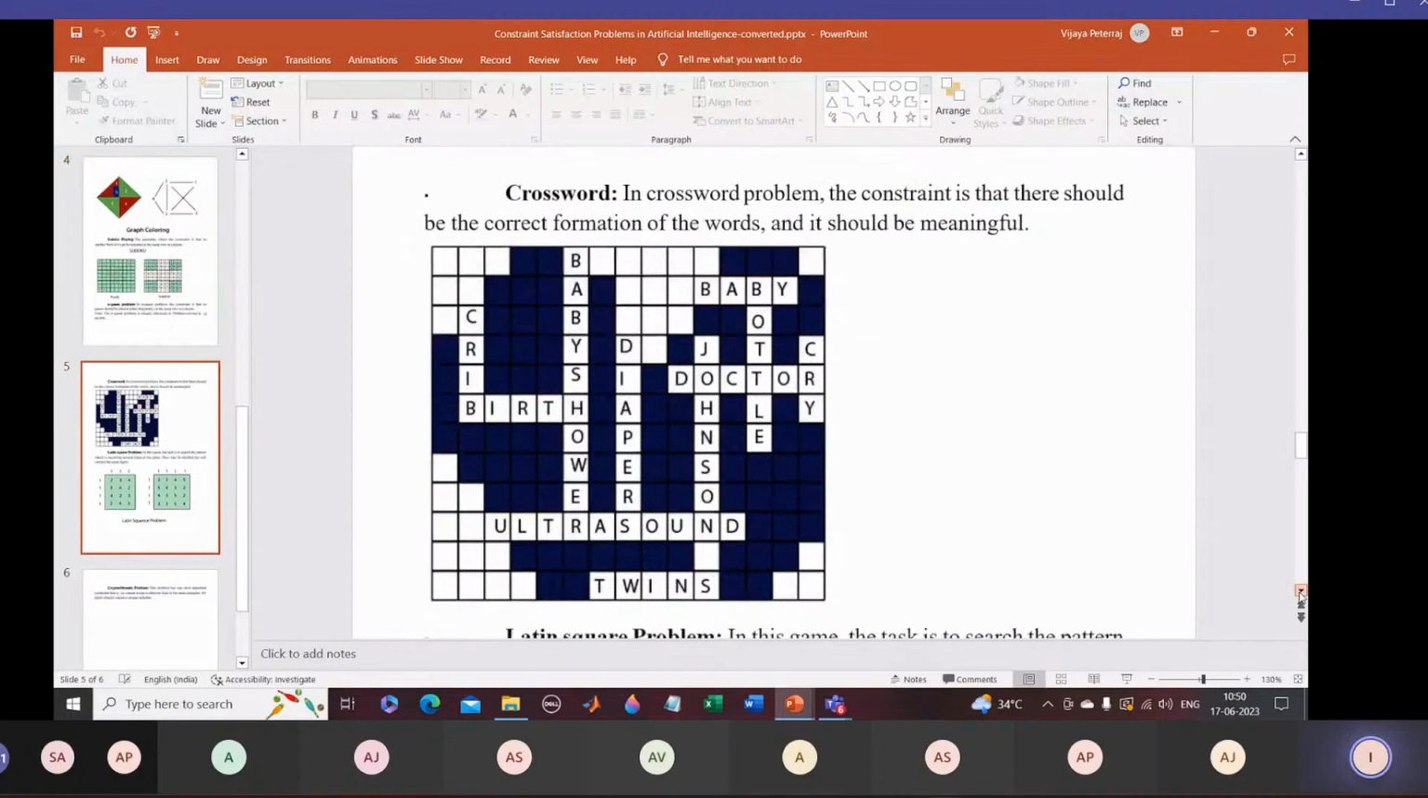What is the crossword? What is the restriction of a crossword? The words should fit in. They give the length of the word, right? Within that length we have to identify the word. They will give the meaning. We take it as a word, and they'll say top to bottom, left to right or right to left. Within that you are supposed to fill it up, right? Have anyone tried this? Yes, ma'am.